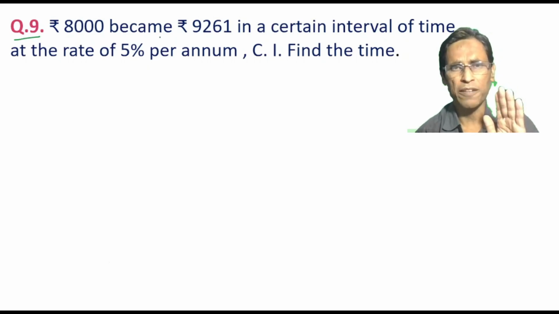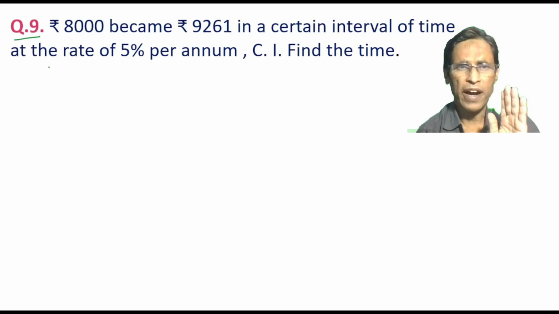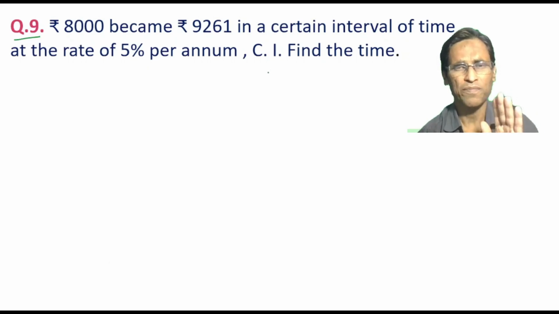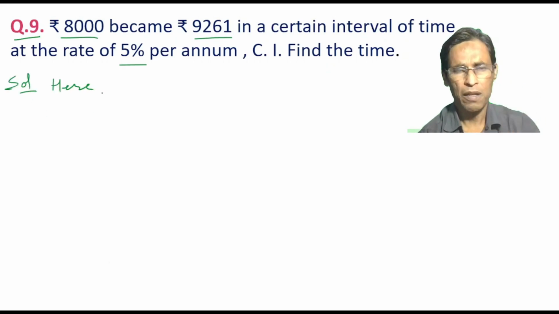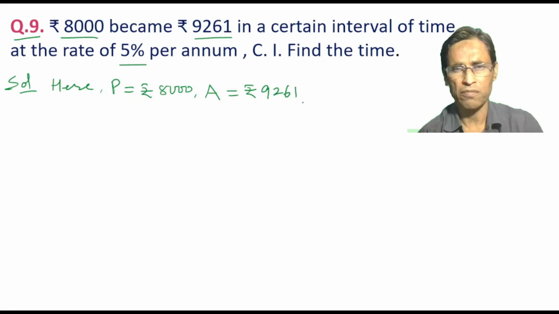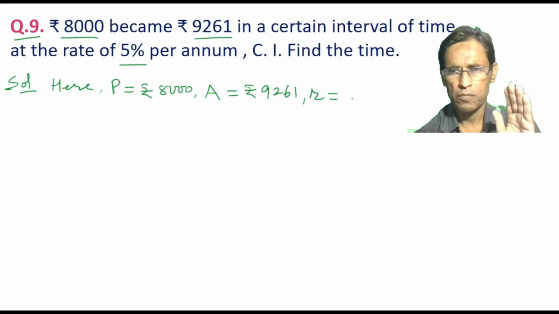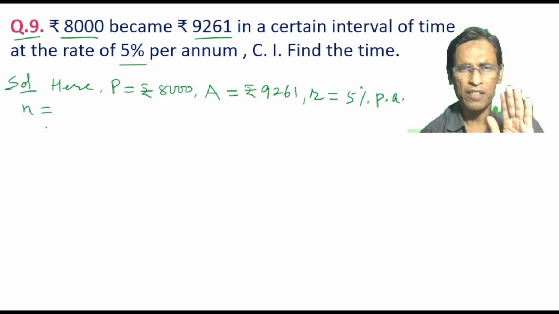Rupees 8,000 became rupees 9,261 in a certain interval of time at the rate of 5% per annum. CI stands for here compound interest. Find the time. Now with the help of this information we proceed. Here principal P is rupees 8,000. Amount A is rupees 9,261. Rate of interest R equal to 5% per annum, and time period is not available, so it is to be found in years.